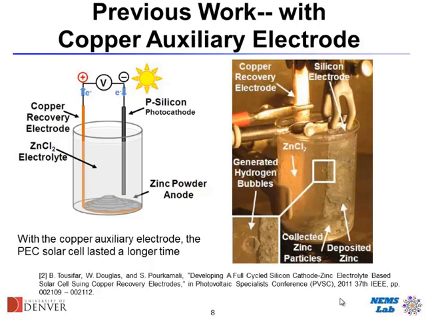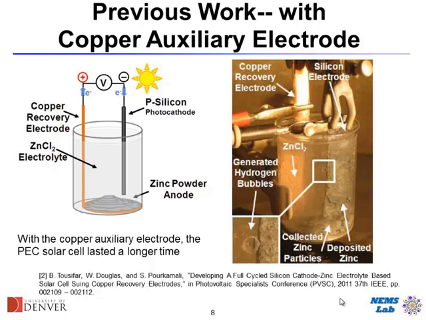We put the copper electrode on the bottom of the container that has a solution in it, and we use zinc powder instead of a zinc electrode. Now what happens here is the zinc powder gets consumed instead of the zinc sheet that we had before, and it gets deposited on the silicon surface.